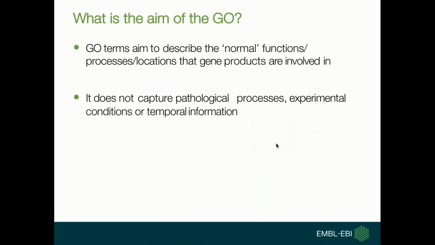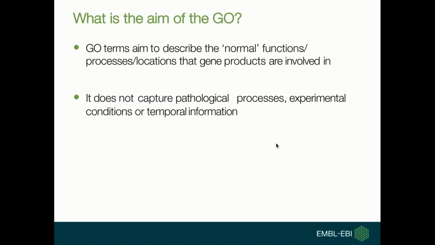Well, we use it to describe the normal functions and processes and locations of gene products, and it does not capture pathological data, any processes, or experimental conditions or temporal information. GO is not used for disease annotation. In this case, we are interested only in the normal biology, what you would find in a wild type cell per se, or an animal.